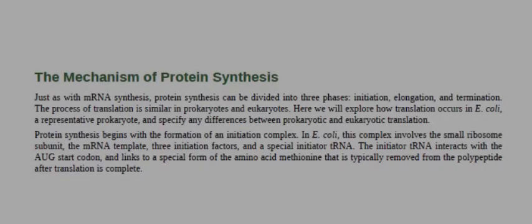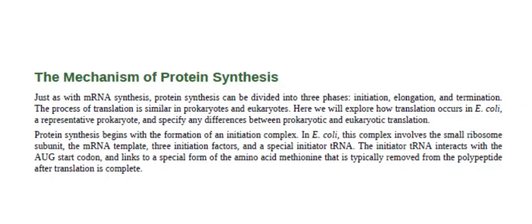The mechanism of protein synthesis. Just as with messenger RNA synthesis, protein synthesis can be divided into 3 phases: initiation, elongation, and termination. The process of translation is similar in prokaryotes and eukaryotes. Here we will explore how translation occurs in E. coli, a representative prokaryote, and specify any differences between prokaryotic and eukaryotic translation.